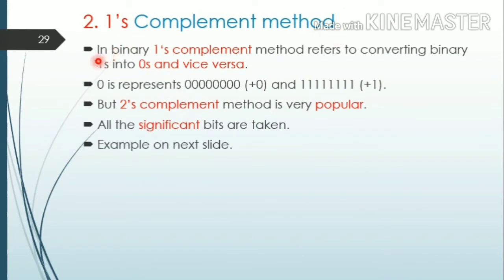1's complement method. In binary, the 1's complement method refers to converting ones into zeros and vice versa. It means that 8 zeros represent plus 0 and 8 ones represent minus 0. We have already discussed that in unsigned and positive integers, 8 bits are there. But the 2's complement method is very popular, where all the significant bits are taken. Okay, example on the next slide.